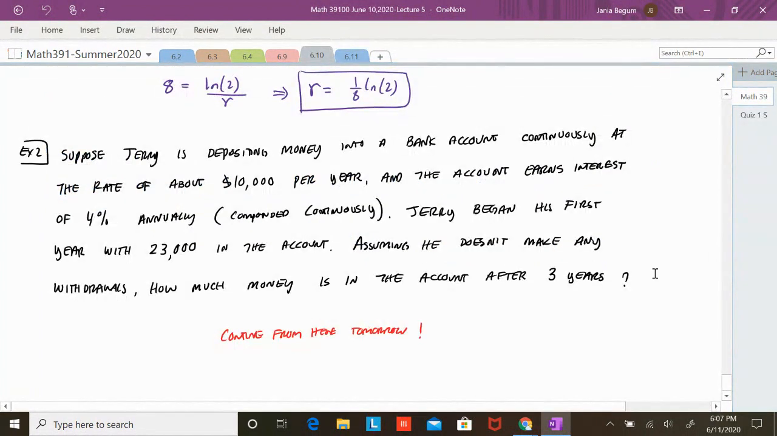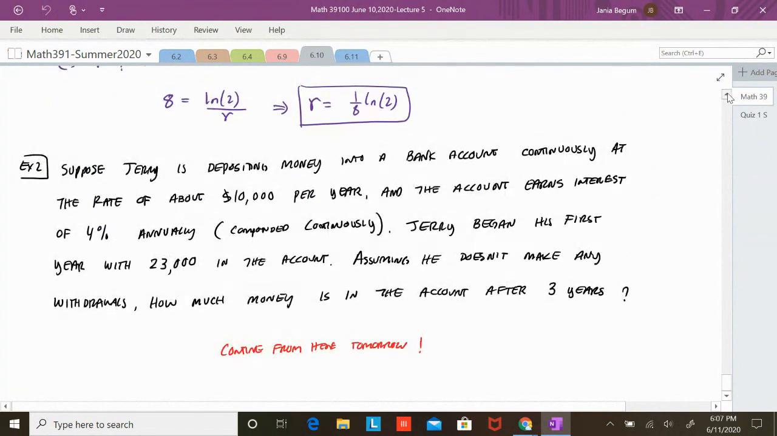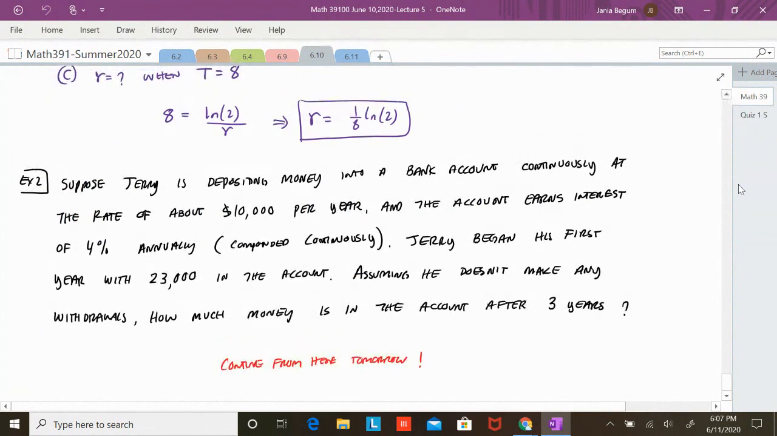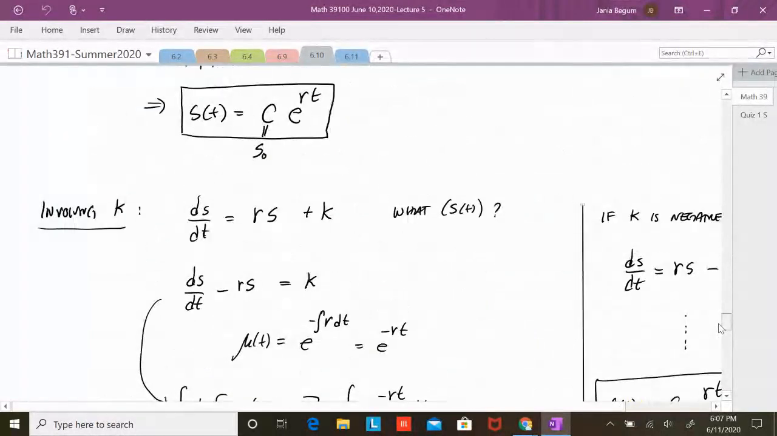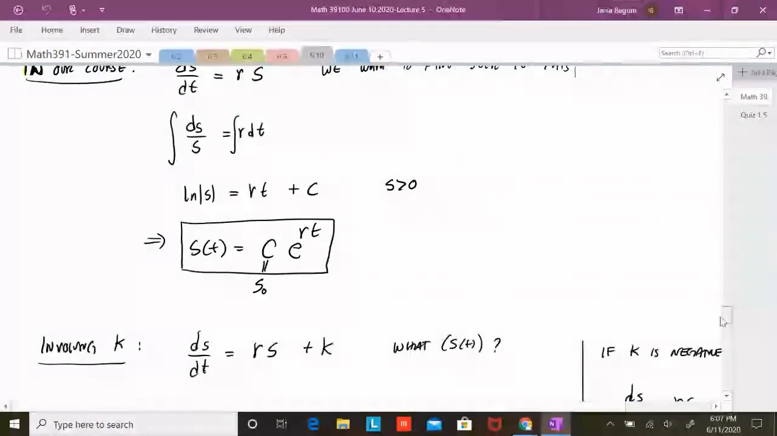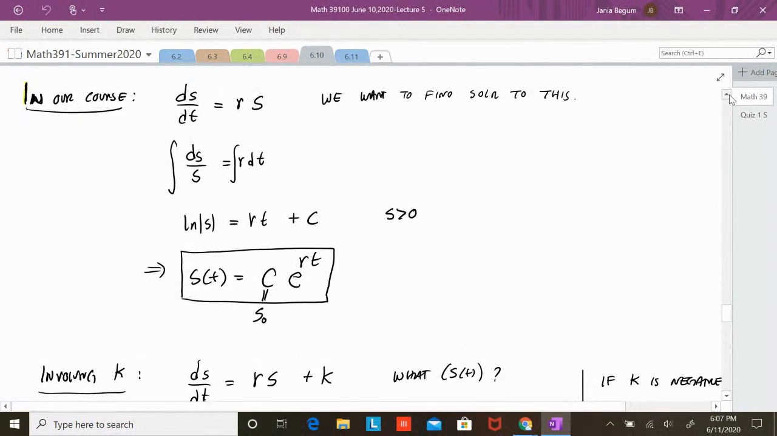Last time we talked about tank problems. We finished them, and then we started working on compound interest. So we derived formulas. One of them was this: if you have ds/dt equal to the rate times the amount s, then the solution is s of t, which is c times e to the rt, where c could be the initial amount, s naught.